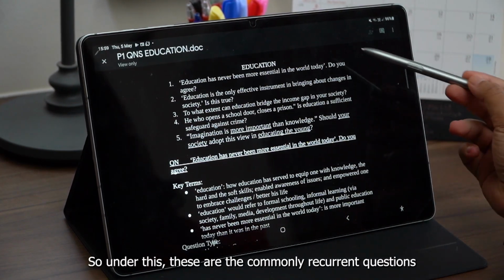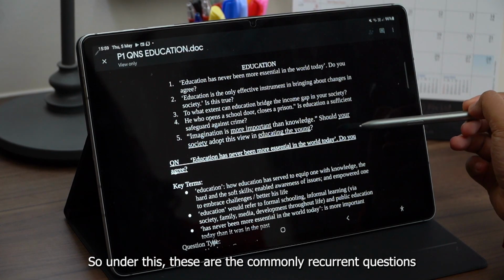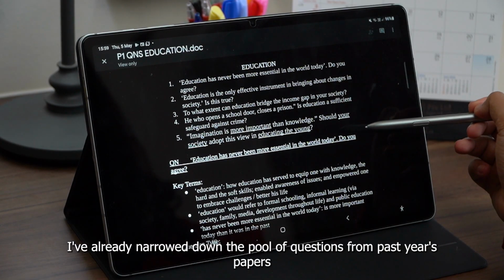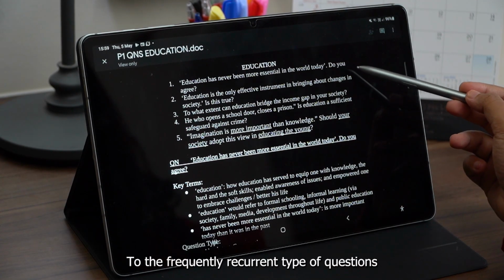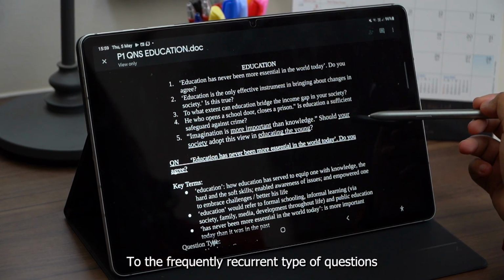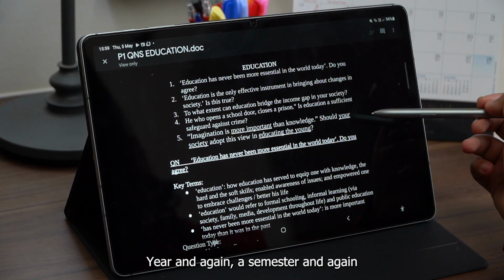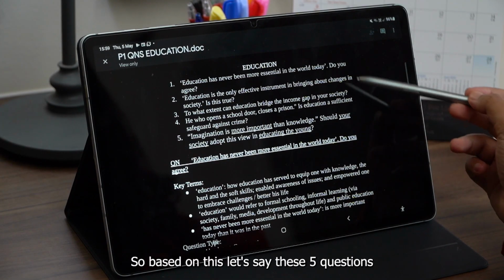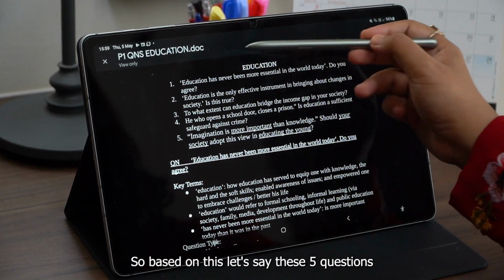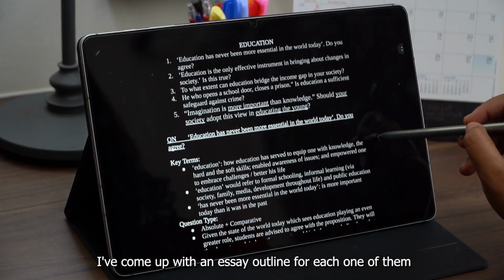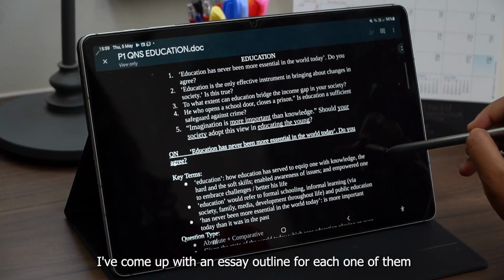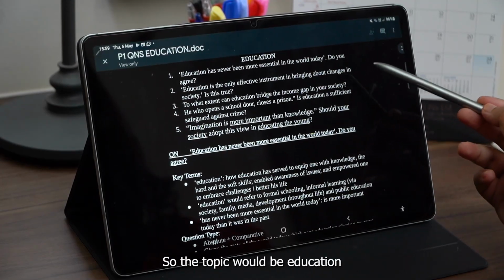Under this, these are the commonly recurrent questions. I've already narrowed down the pool of questions from past year papers to the frequently recurrent, exam-prone questions that keep coming out year and again, or semester and again. Based on these, let's say these 5 questions, I've come up with an essay outline for each one of them. So the topic would be education.